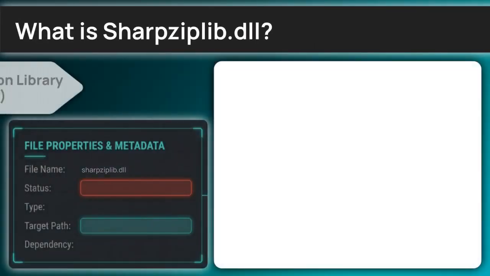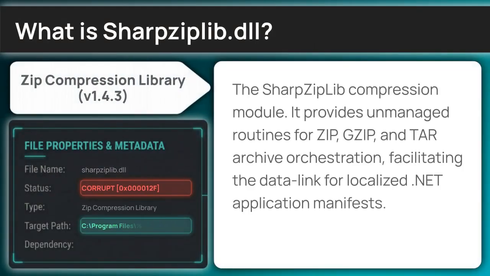This is the Sharpziplib compression module. It provides unmanaged routines for ZIP, GZIP, and tar archive orchestration, facilitating the data link for localized .NET application manifests.